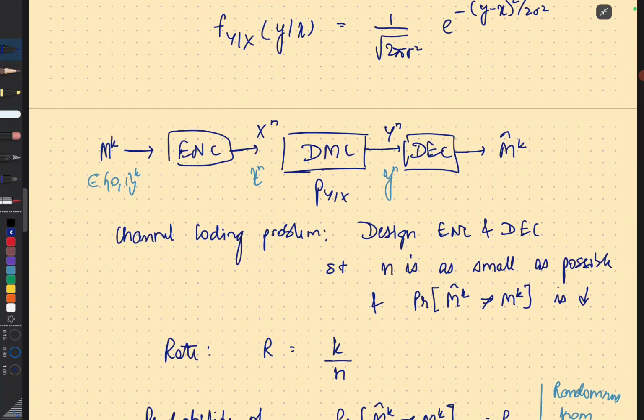What is the maximum number of bits that I can ever possibly send in n channel uses? Let's further assume that P(y given x) is a clean channel. Let's say Y is equal to X with probability 1. Then what is the maximum number of bits I can transmit?